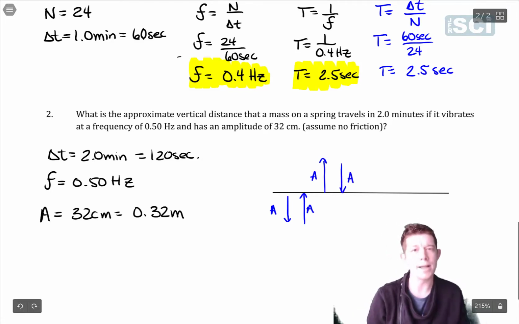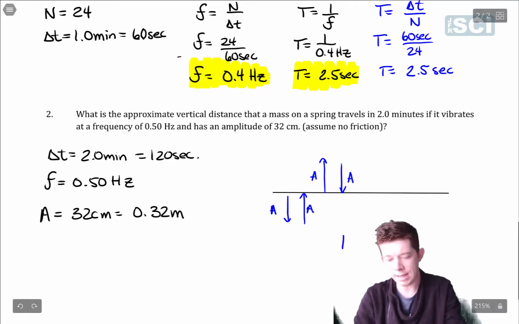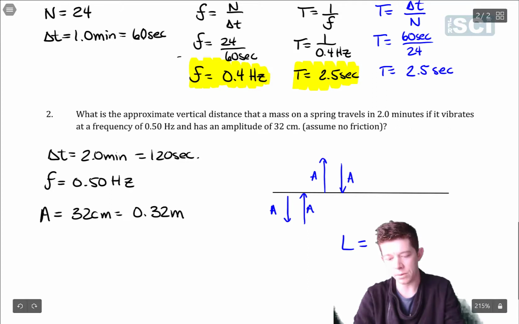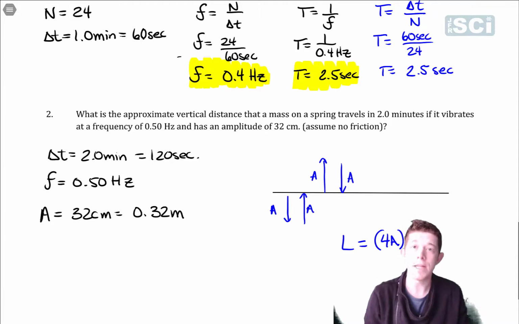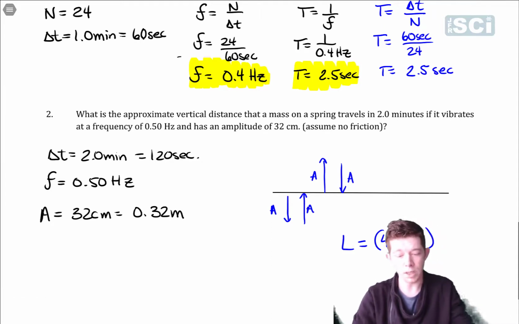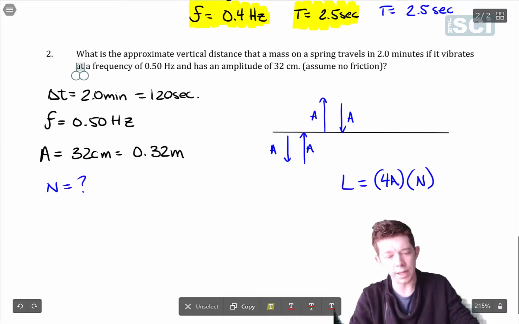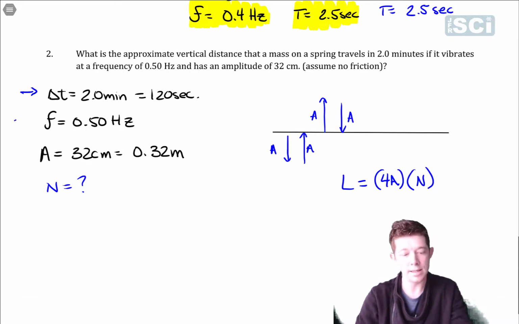So remember in the lesson how we said in one full cycle, the object that is undergoing this periodic motion will undergo 4 amplitudes. So the length that this pendulum will travel is going to be 4 amplitudes multiplied by how many oscillations or how many cycles this pendulum undergoes. So we want to find the number of cycles. We can do that by knowing this time that we allow this pendulum to oscillate in and its frequency.